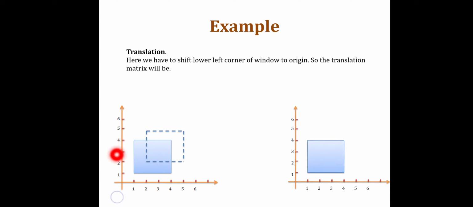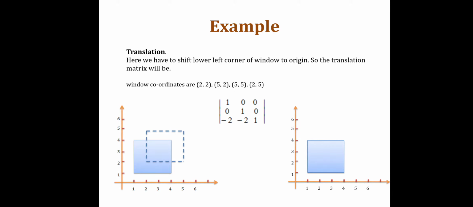So what do I have to do? I have to subtract 2 from each coordinate, x and y. So this is what I am going to do with this window coordinate. I will take the first coordinate, that is 2 comma 2. Why am I taking this first coordinate? Because I want to focus on the lower left corner of our window, which is this 2 comma 2. So what am I going to do? I want a 0 comma 0 here.